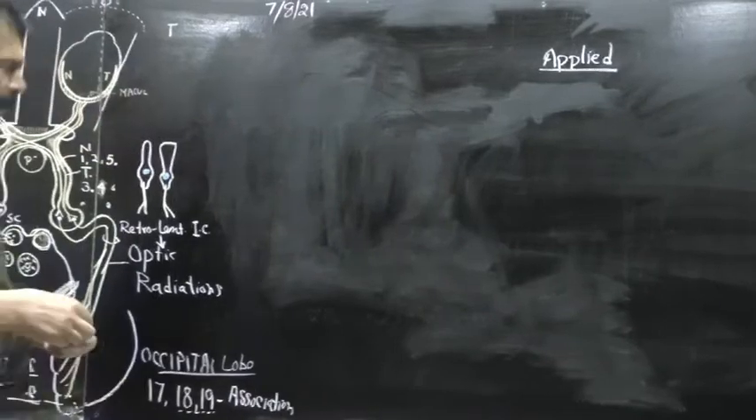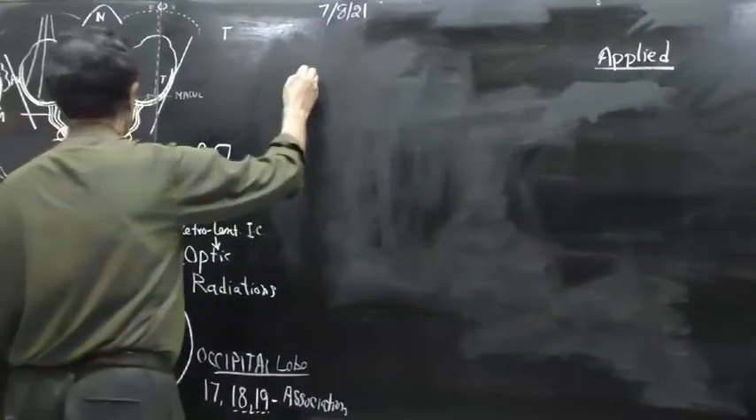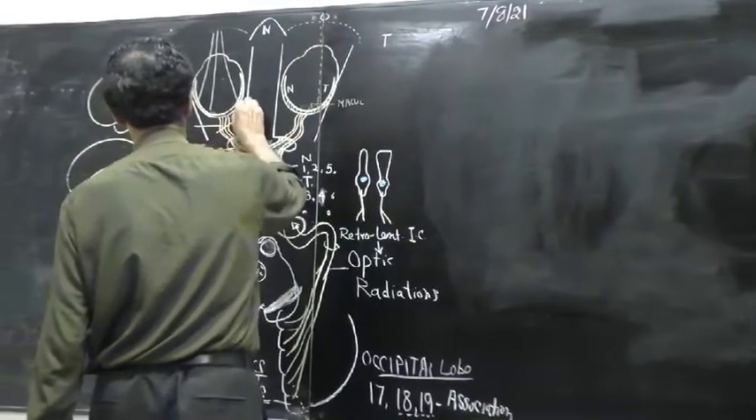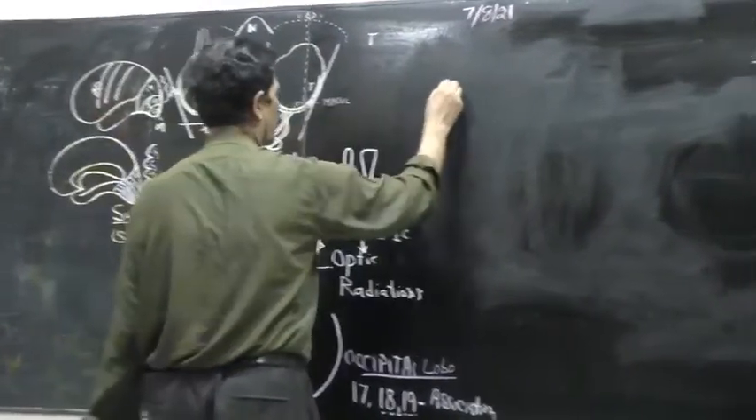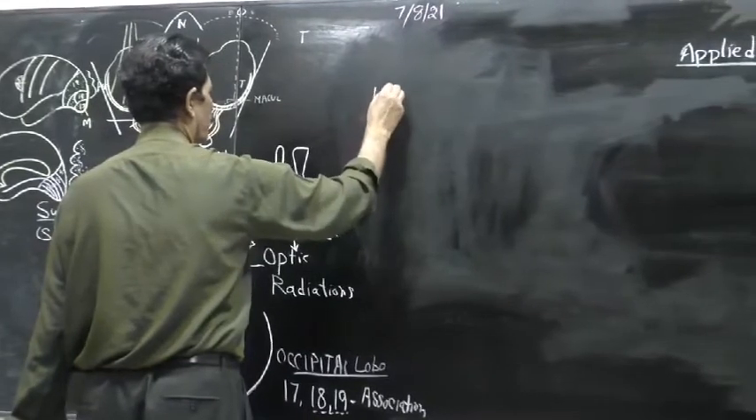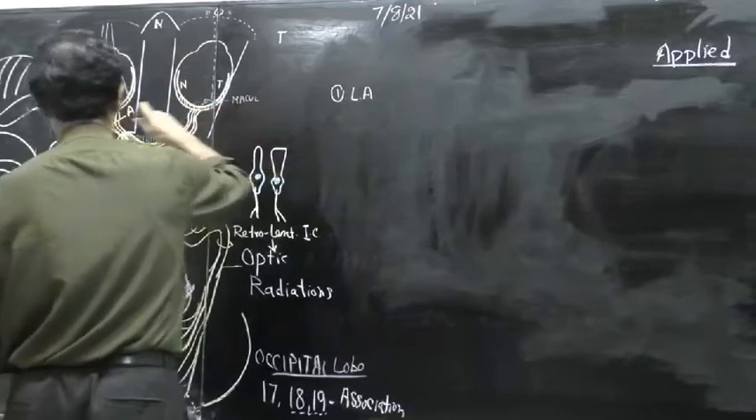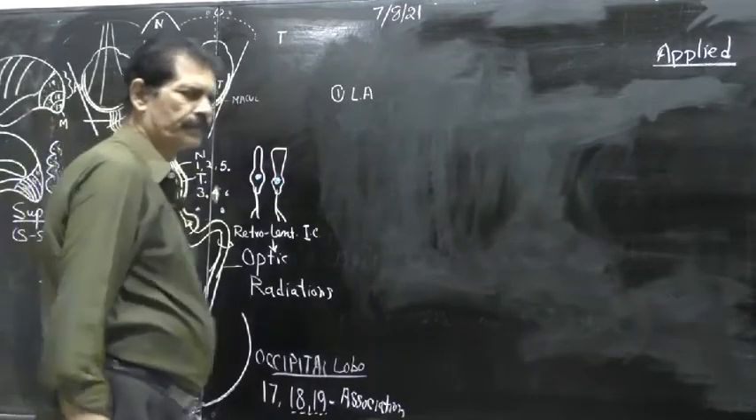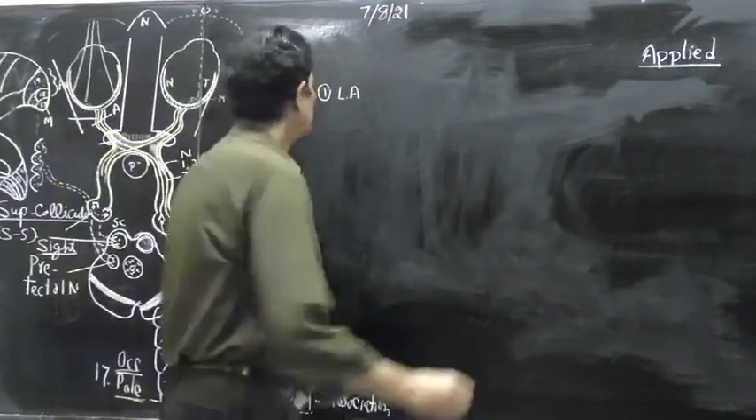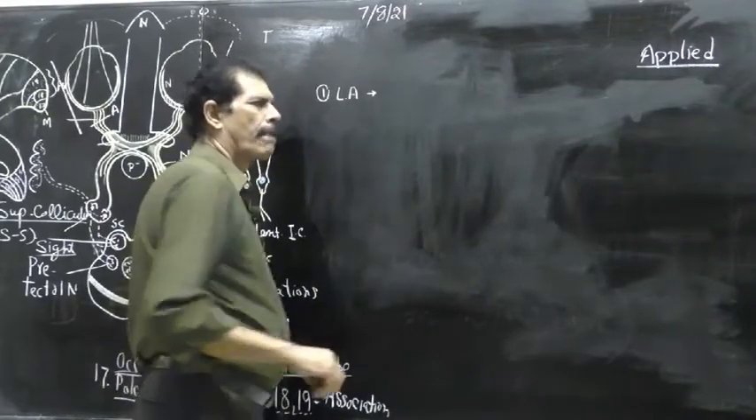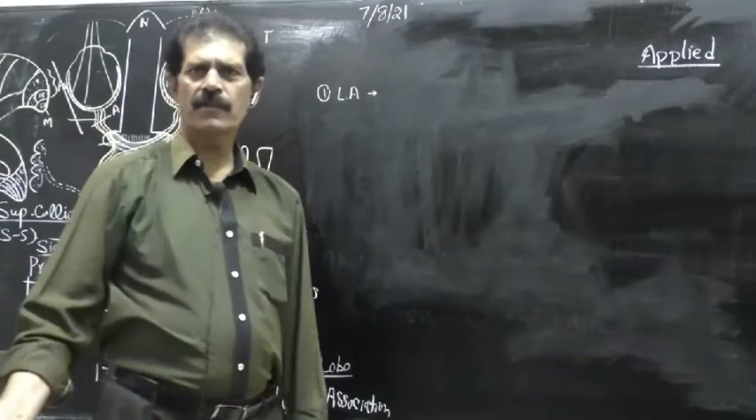So first applied aspect: when the injury occurs at the level of the optic nerve, that is level A. So at level A, if this injury occurs or the optic nerve is cut due to any reason, then how will the patient present?